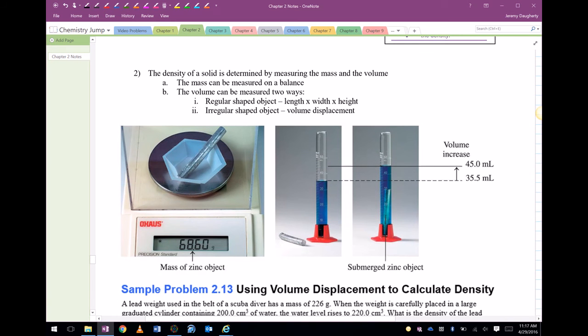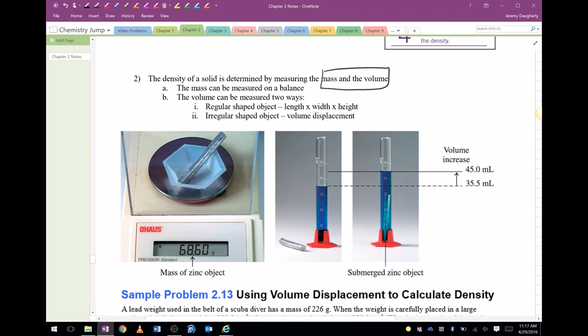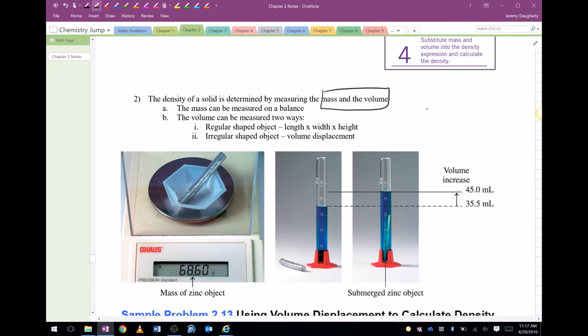So how can we measure density? To measure density, we actually have to measure mass and volume. We don't exactly measure density. What we measure are mass and volume, and then we calculate density. So density is a calculation, not really a measurement. Now the mass is pretty easy. For the mass, you just throw it onto an electronic balance. The volume depends on what you have.